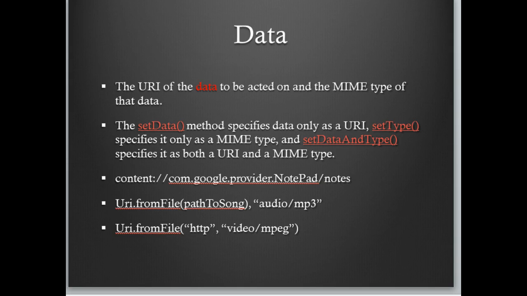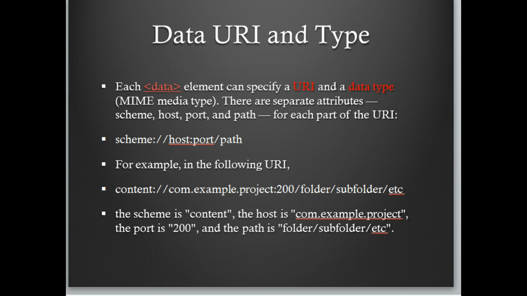Data we talked about. It's going to have things like a type, audio MP3. Data might be a path. Here we have a fairly long path. We're saying content. We're giving it kind of like a URL look and feel. So each data element can specify a URI and data type. There's separate attributes: scheme, like we saw content; host, where is it; port. So if we had an address, this would be an address of an apartment building. The port would be the mailbox number. Okay, so where do we want to go? Once we're there, specifically, where do we want to go inside of that?